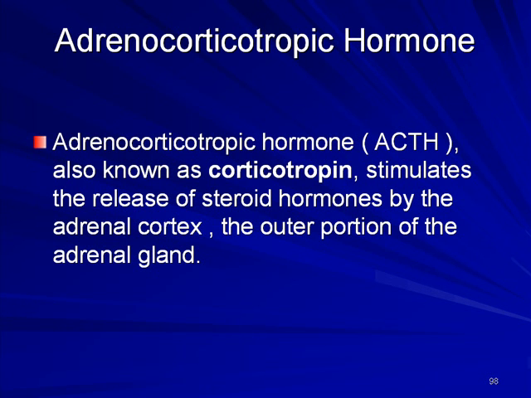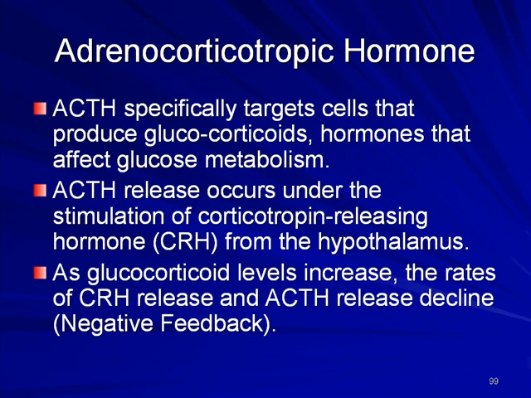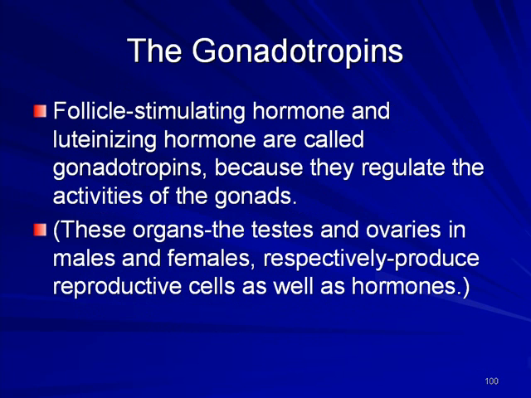Remember, the adrenal gland is located above the kidneys. The outer portion of the adrenal gland is the cortex. ACTH stimulates target cells that produce glucocorticoids, or hormones that affect glucose metabolism. We'll also see hormones secreted out of the pancreas that will affect glucose metabolism as well.